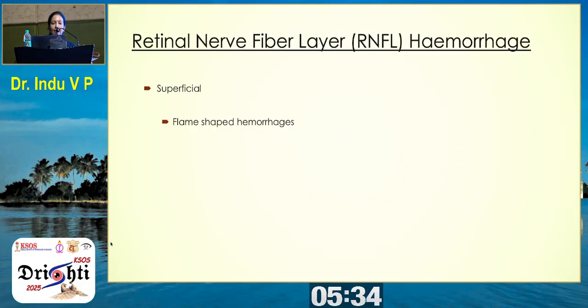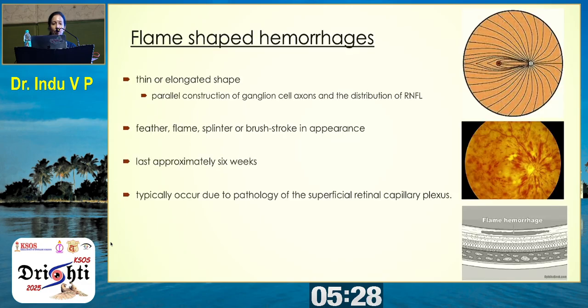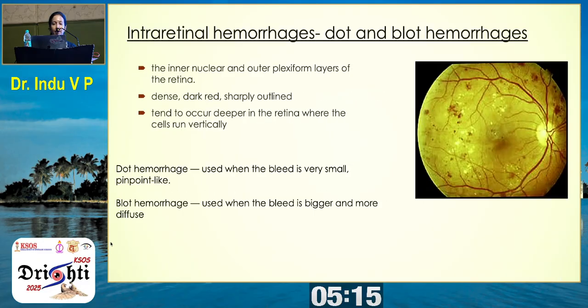Now coming to the retinal hemorrhages, the first one will be the superficial hemorrhage or the RNFL hemorrhage, which is called the flame-shaped hemorrhage. It is flame-shaped because it follows the parallel construction of the ganglion cell axons and the distribution of the RNFL. It lasts approximately 6 weeks and typically occurs due to pathology of the superficial retinal capillary plexus.